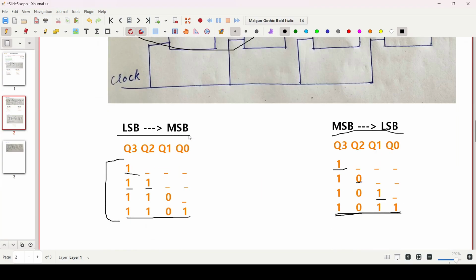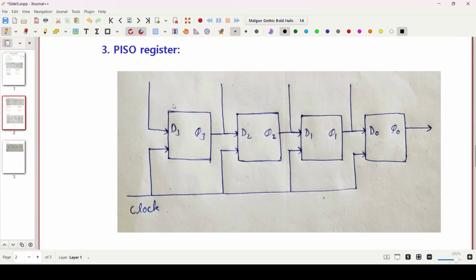So this is about the SIPO register. Now let us discuss the PISO register. Here we are inputting bits from this side, and we are taking output from this side only. This is not the output, this is the input side. So 1 will come here, 0 will come here, 1 will come here, and 1 will come here, right? In this way the bits are being inputted in this PISO register.